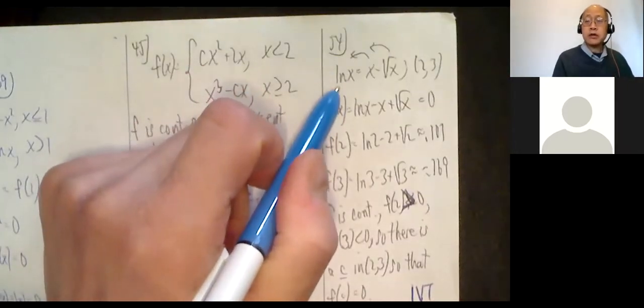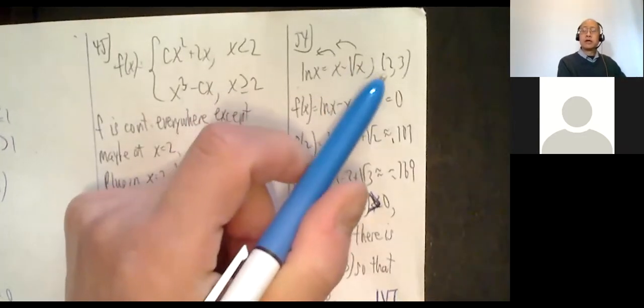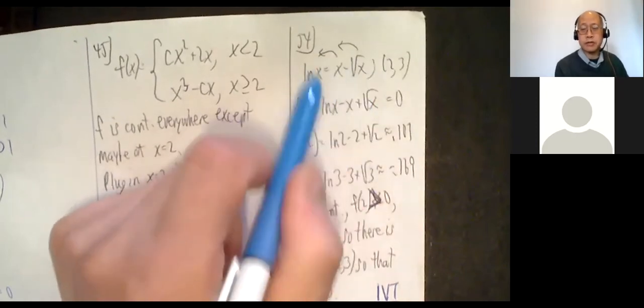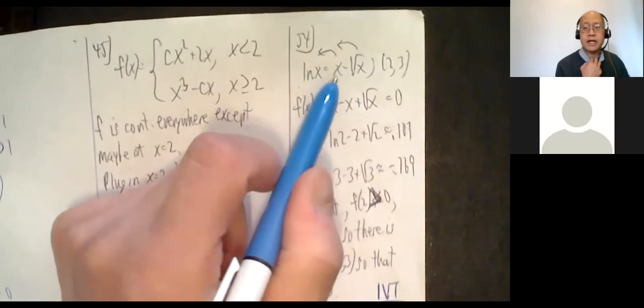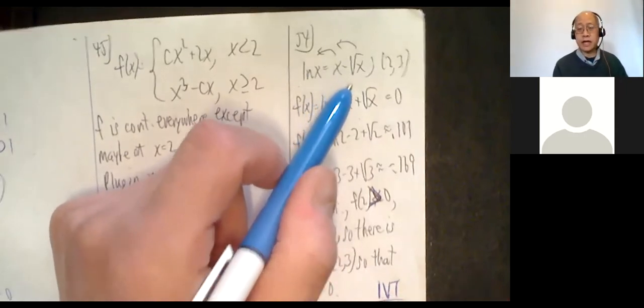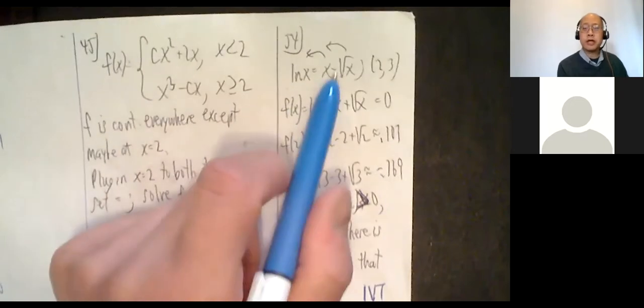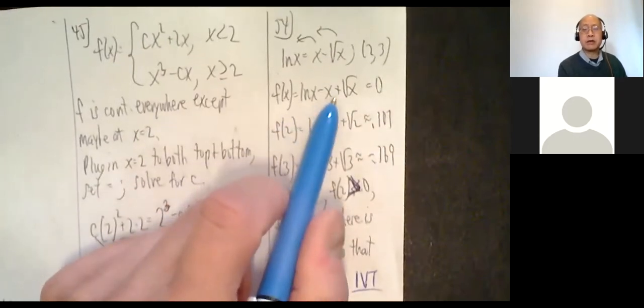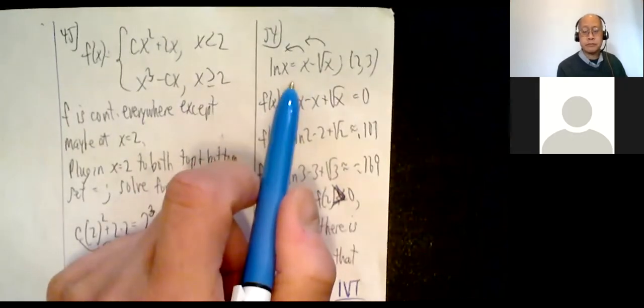54: natural log of x equals x minus square root of x, between 2 and 3. So there's some number between 2 and 3 which makes this true. That's what they're saying. Notice it doesn't tell us how to get it. We're not saying how to get this number, we're just saying it exists. So our first thing to do is throw everything on one side and make it equal to 0. So subtract that, add that. So ln x minus x plus square root of x equals 0.